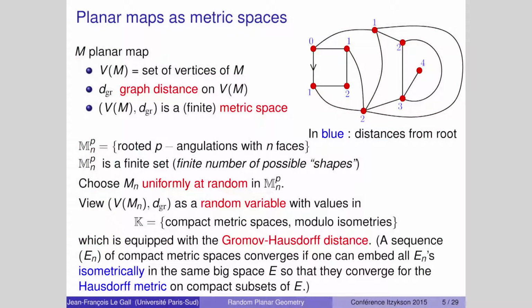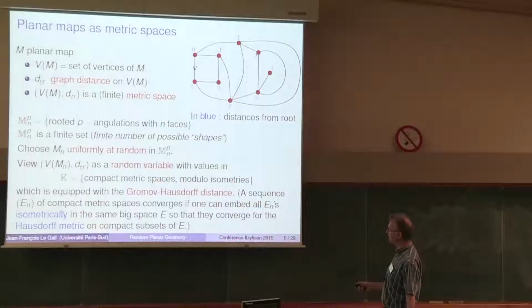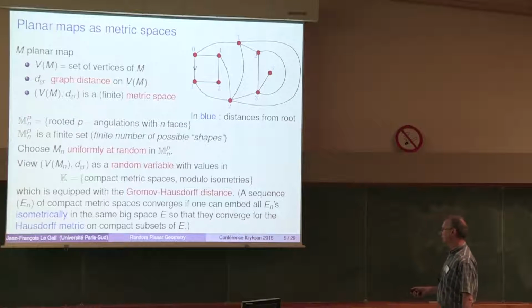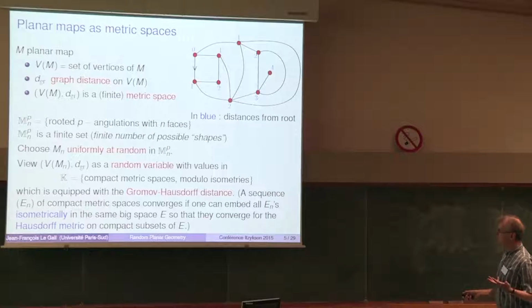Okay, so what we do is look at the vertex set of this random p-angulation equipped with the graph distance as a random compact metric space. And we want to deal with convergence of such objects. So in the first stage, I'm going to look at convergence in the sense of the Gromov-Hausdorff distance.